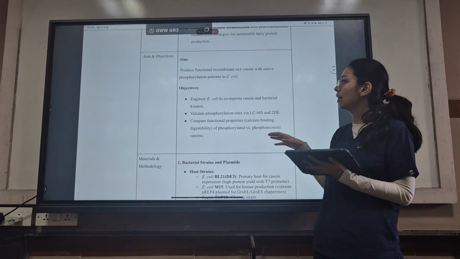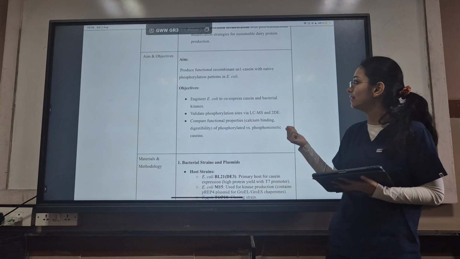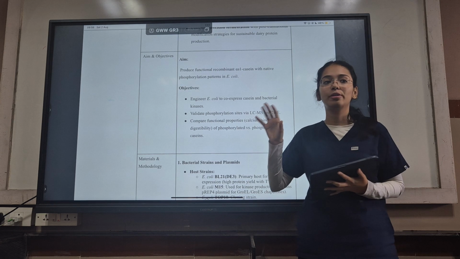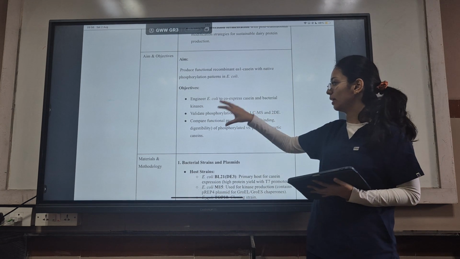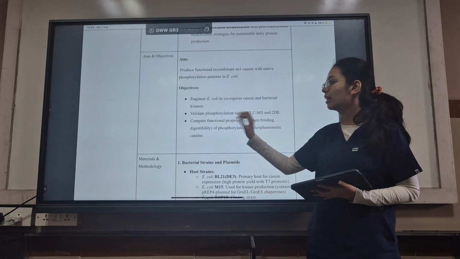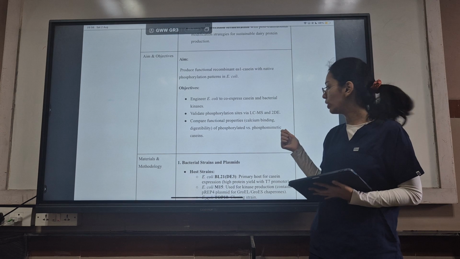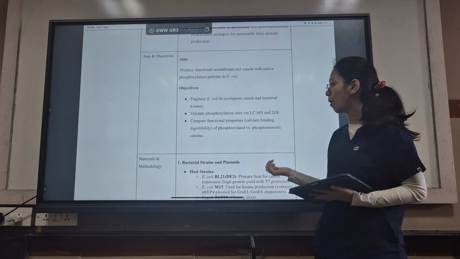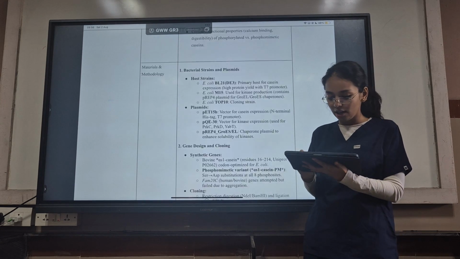So the aim of their study was to produce functional recombinant casein with native phosphorylation patterns using E. coli. The objectives were to engineer E. coli to co-express casein and bacterial kinases, to validate the phosphorylation sites through LC-MS and 2DE, and to compare the functional properties of phosphorylated versus phosphomimetic casein.